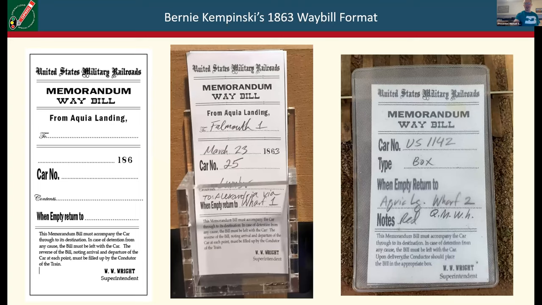The picture on the right I took, I think, two weeks ago at his layout. It just shows the car type US, then the number 1142, then type box car, and below that return MD2, the Aquia Landing Wharf 2. Then the notes would be the quartermaster, and the notes will just have various other notes.